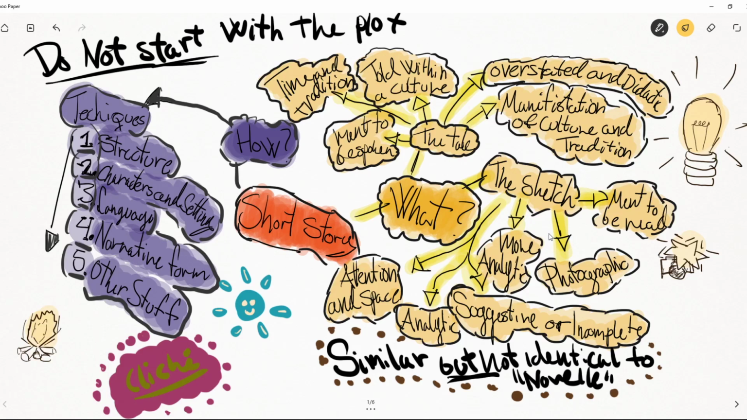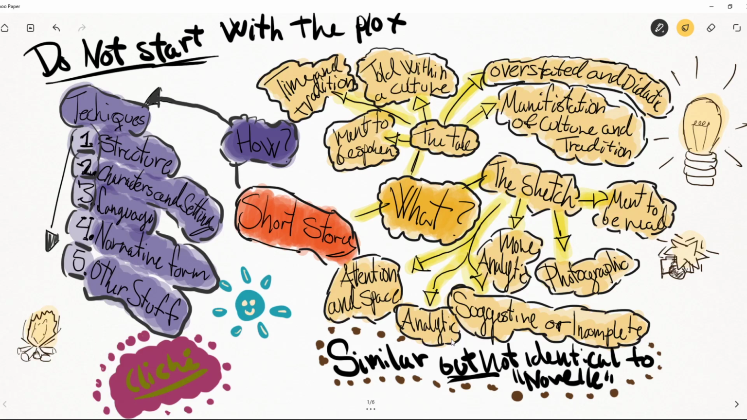The sketch is more analytic, so usually you will write one of these sketches to highlight maybe a problem in a society or your society, and to share that with someone outside of your culture. So it is in that sense an agent of attention and space, and not of time and tradition.